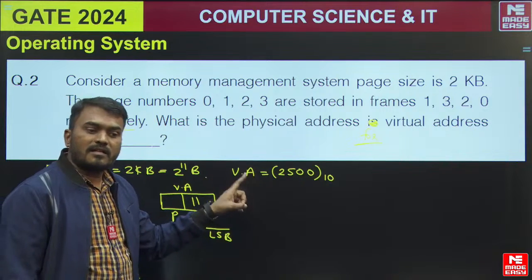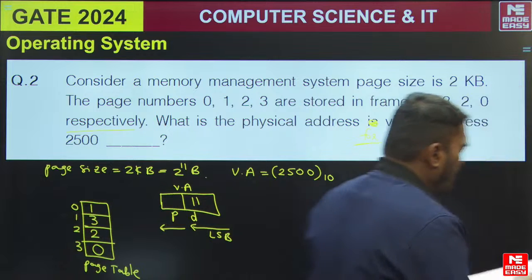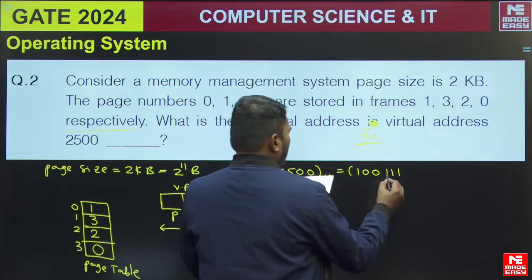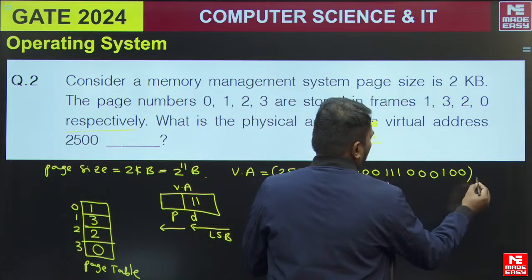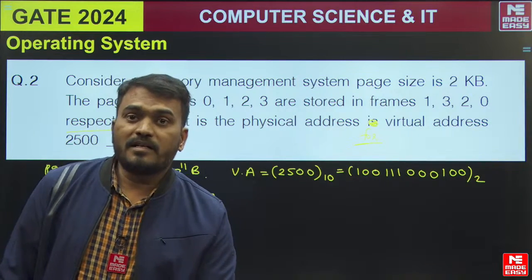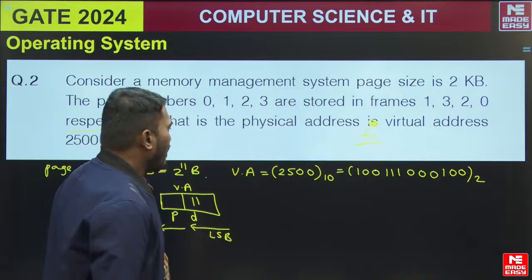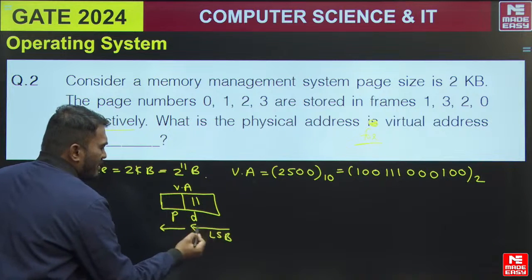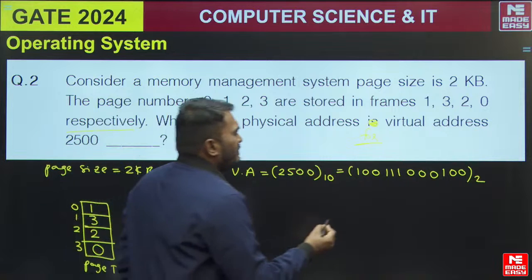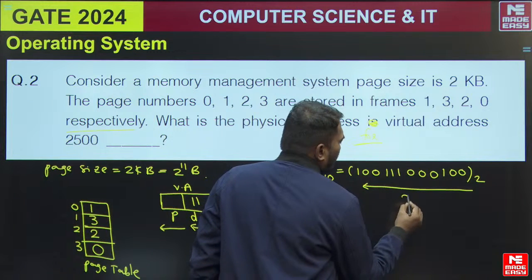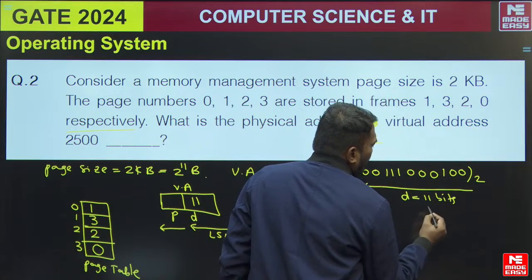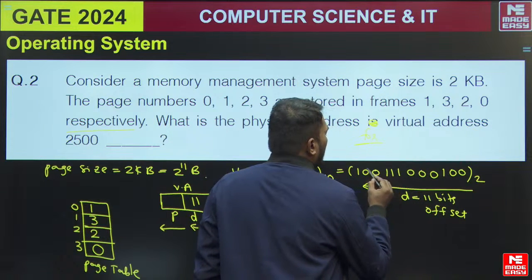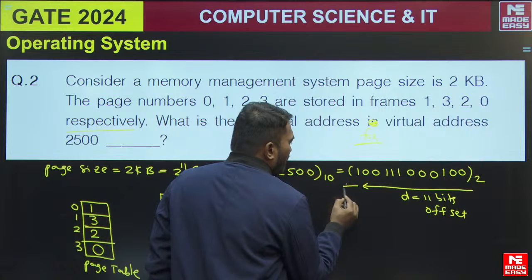The address is given in decimal. If you convert that into binary format, I have already solved that, so I am writing it in binary format. That is 100, 111, and 000 100. So this is the binary format: 2500 is given in decimal, and I am converting it into binary. From this side the LSB 11 bits will tell you the page offset. Why 11 bits? Because page size is 2 KB. So these 11 bits, D, are the offset. Just count the numbers: 1, 2, 3, 4, 5, 6, 7, 8, 9, 10, 11. So these 11 bits are the offset, and the remaining is the page number.